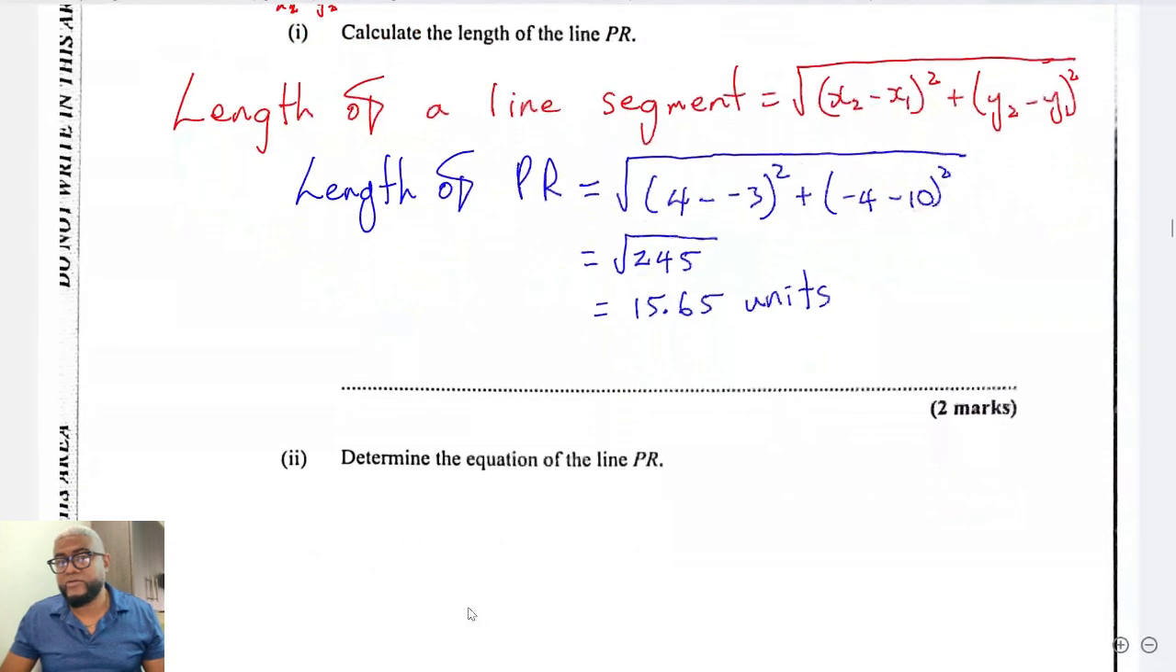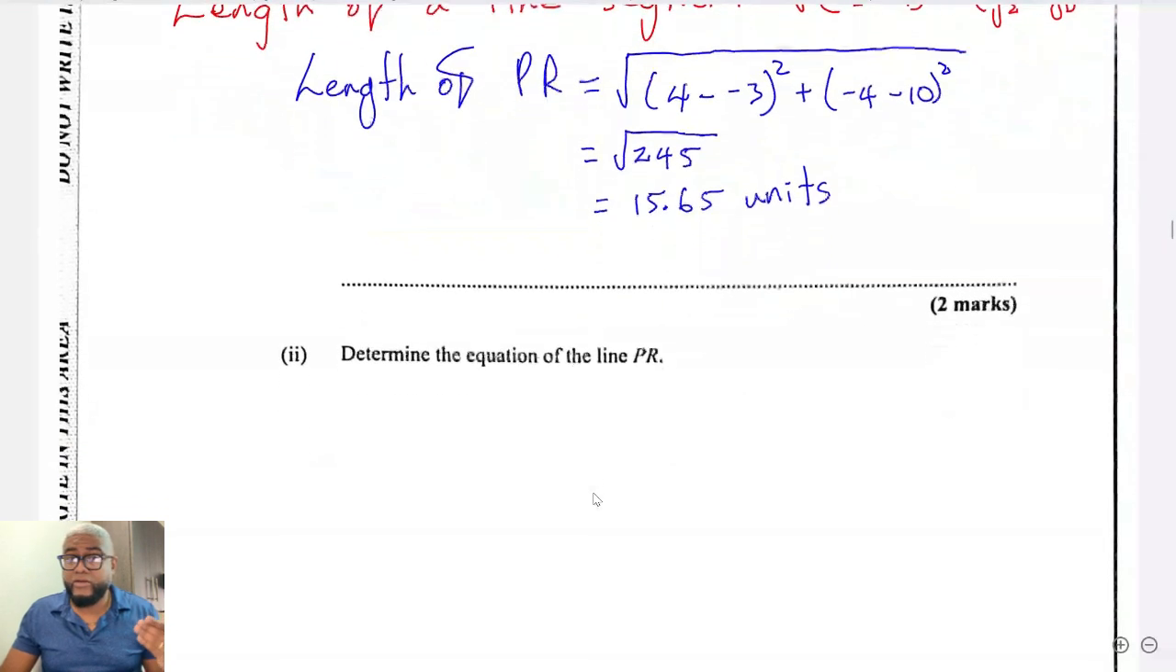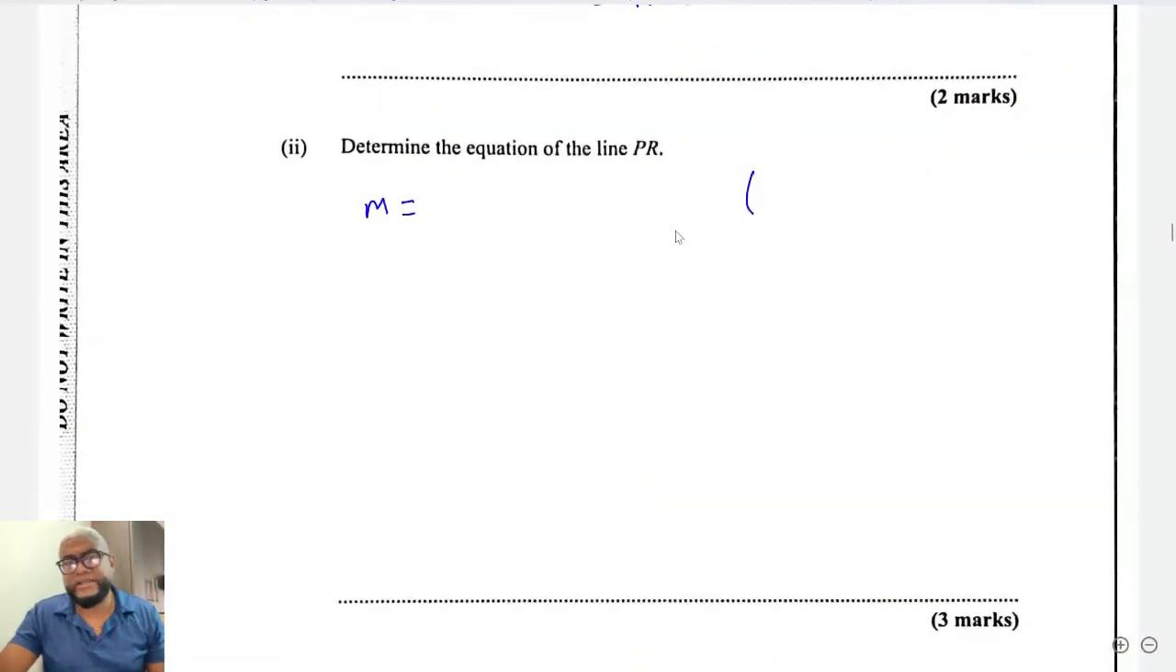For this next question, they want you to determine the equation of the line. In order to determine the equation of the line, we need the gradient of the line and a coordinate on the line. So we'll use the first coordinate, negative 3, 10. This was your x1, this was your y1. Everybody good there? We need to find the gradient.